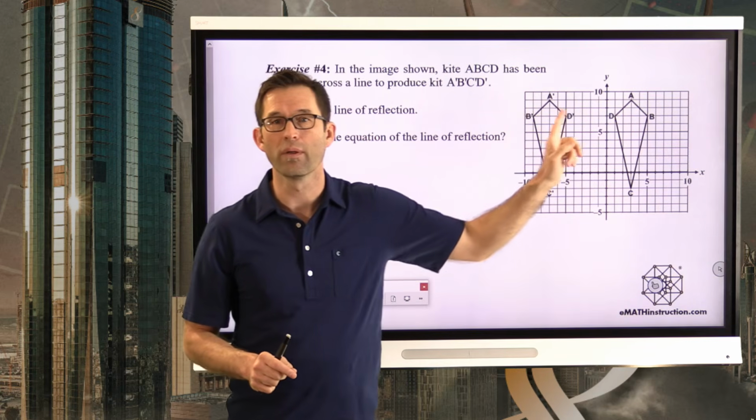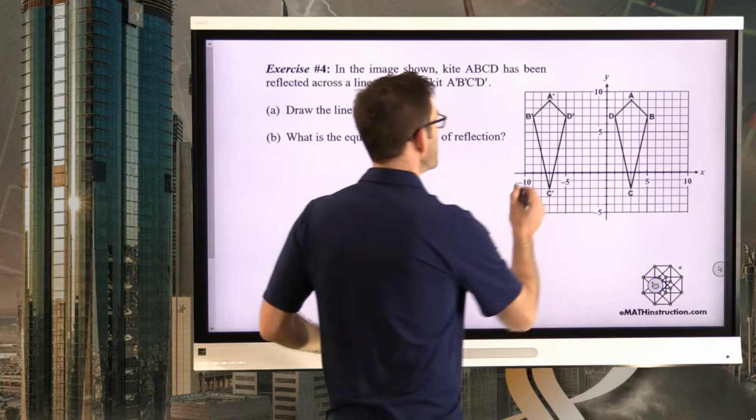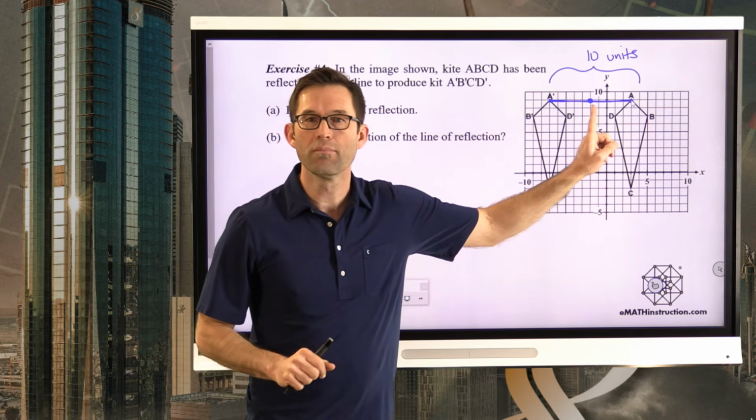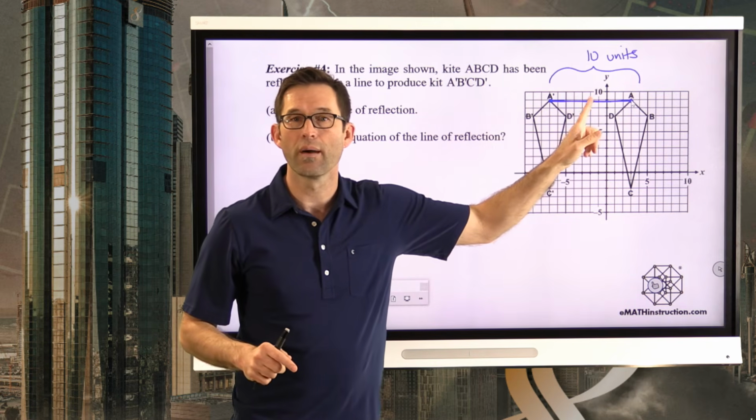Now, I'm not going to worry about point B and B prime. But if I take A and A prime, and I connect them, and I count, then what I will see is that there are 10 units between these two. So if I go 1, 2, 3, 4, 5, that's got to be the midpoint of that line segment. The line of reflection has to go through that point.